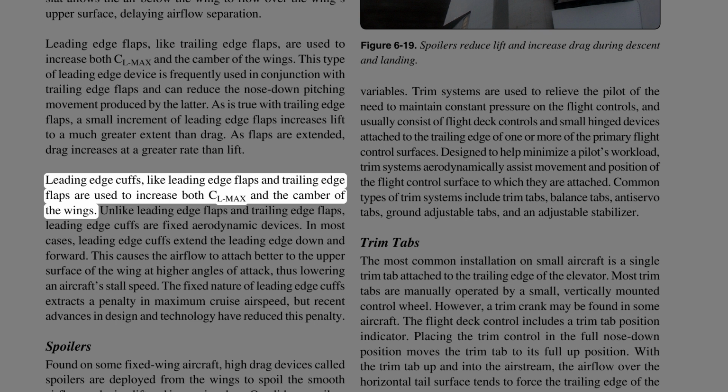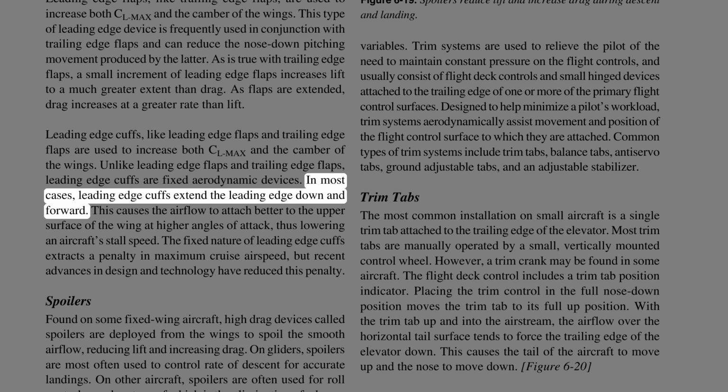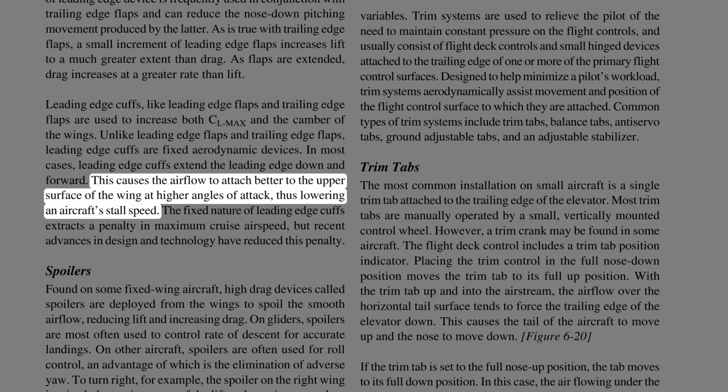LMAX leading edge cuffs, like leading edge flaps and trailing edge flaps, are used to increase both C and the camber of the wings. Unlike leading edge flaps and trailing edge flaps, leading edge cuffs are fixed aerodynamic devices. In most cases, leading edge cuffs extend the leading edge down and forward. This causes the airflow to attach better to the upper surface of the wing at higher angles of attack, thus lowering an aircraft's stall speed.